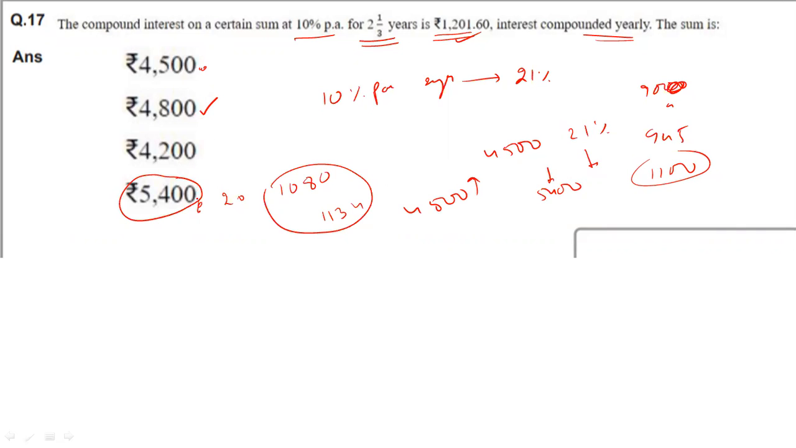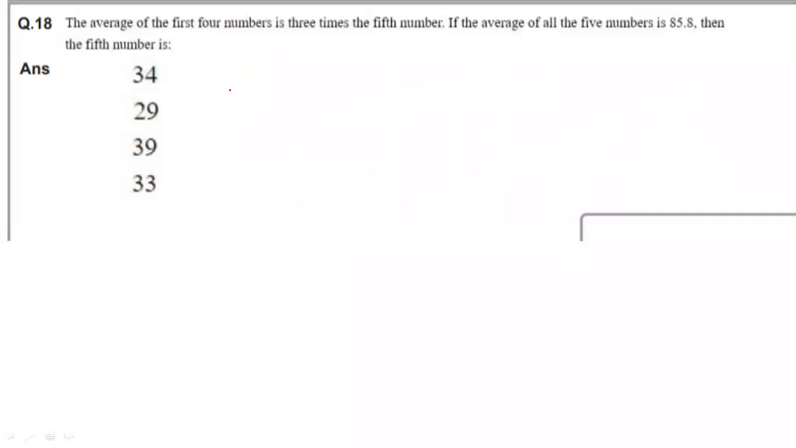So I straight away saw that 5,400 interest will be more than 1,200. It actually goes into 1,300s. And 4,500 interest will be only 1,100. So the best answer should be between them. So the best answer possible here is 4800. Now let's move on to the next question.